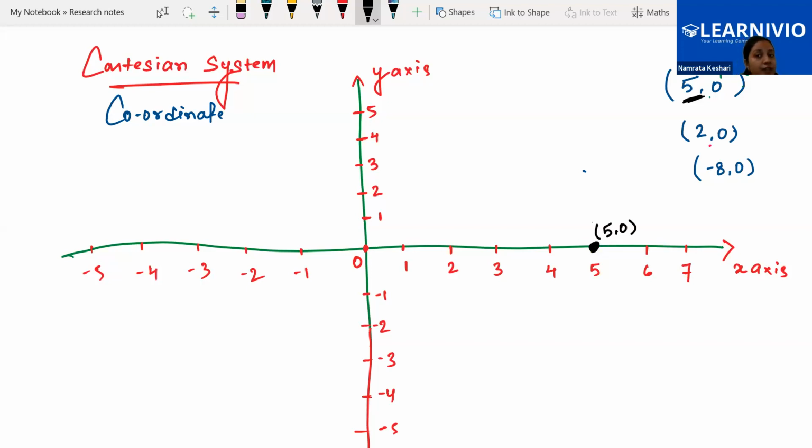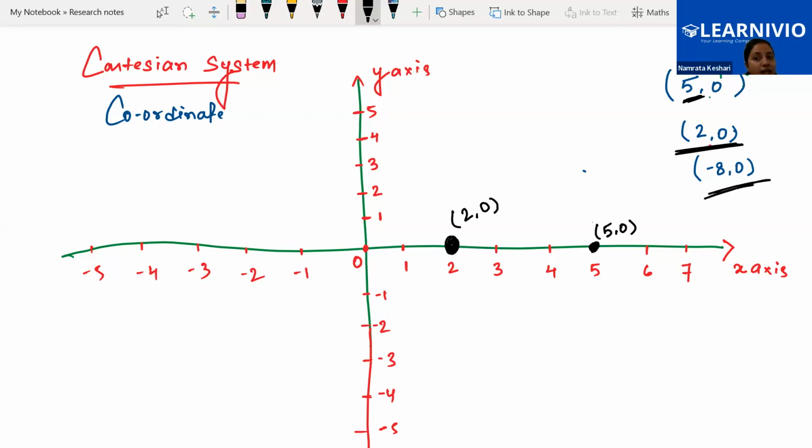If we are having 2, 0, we understand that 2, the first number, is called abscissa. It is also called the x coordinate. So 2 is here. What is y? Y is nothing, 0. So from 2, we would think about going up or going down, but since y is 0, we are not thinking about anything else. This is the location of 2, 0.